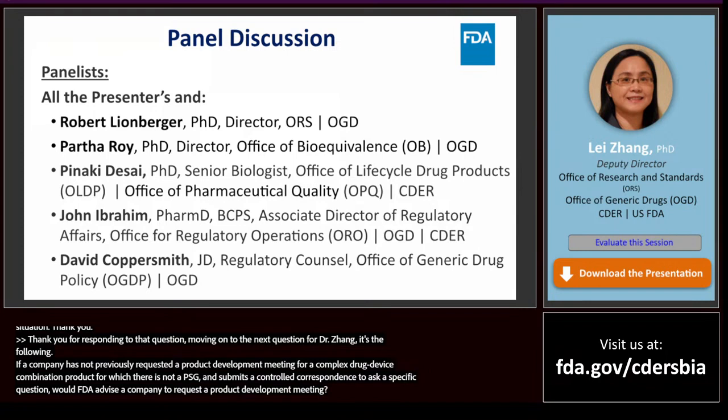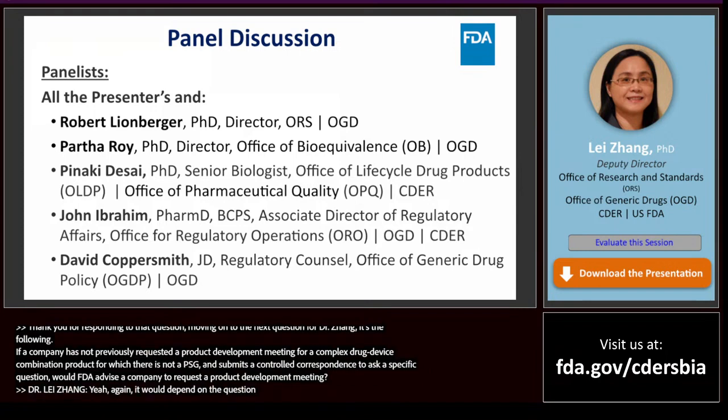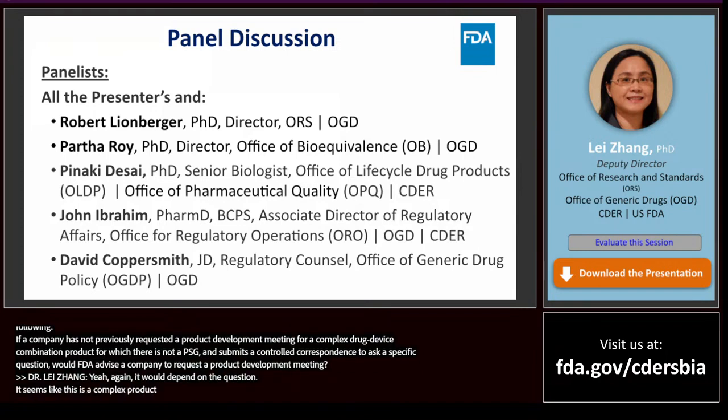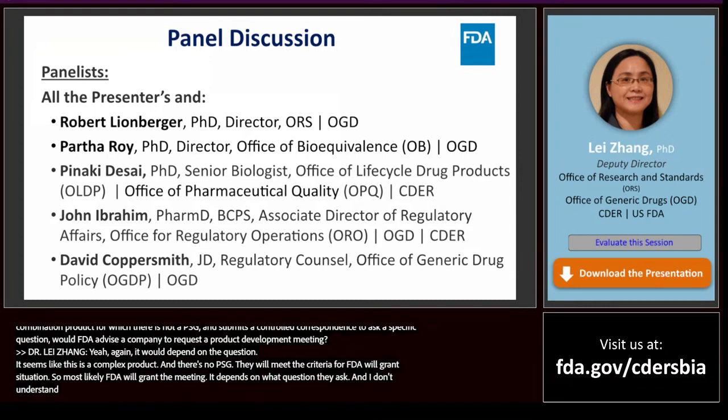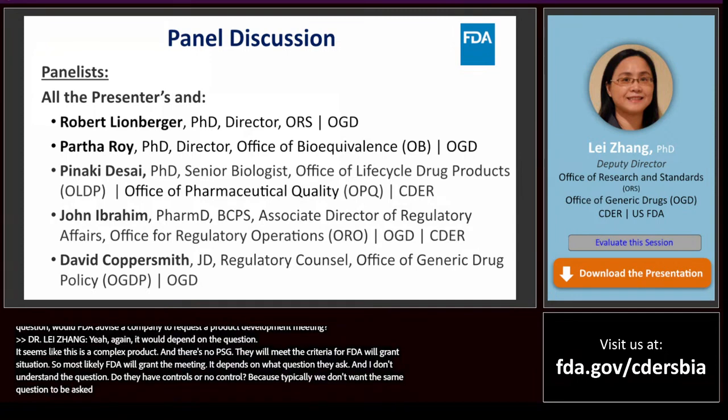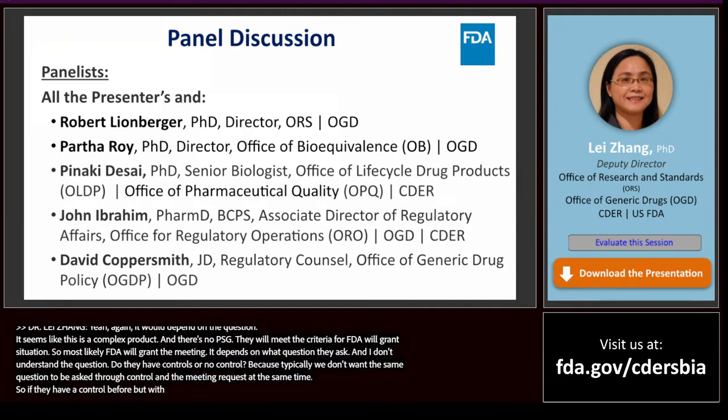Yeah, again, it will depend on the question. It seems like this is a complex product and there's no PSG. They will meet the criteria for the FDA will grant situation. So most likely FDA will grant the meeting, depending on what question they asked. And I don't understand the question. Did they have a controlled correspondence or not? Because typically we don't want the same question to be asked through controlled correspondence and the meeting request at the same time. So if they had a controlled correspondence before, but with a different question, which is okay, they can still send a product development meeting request for some other questions related to their product.